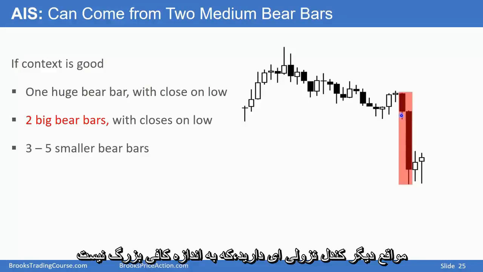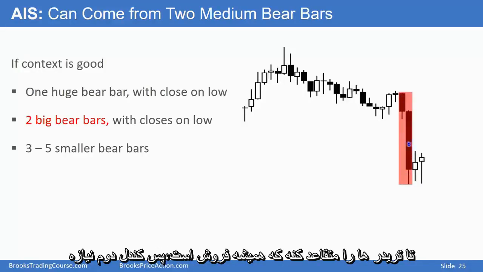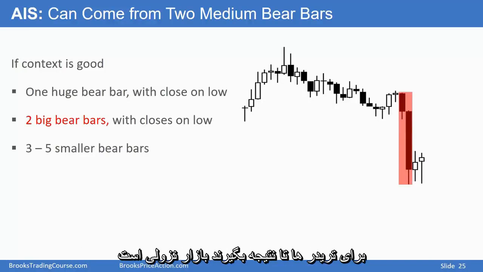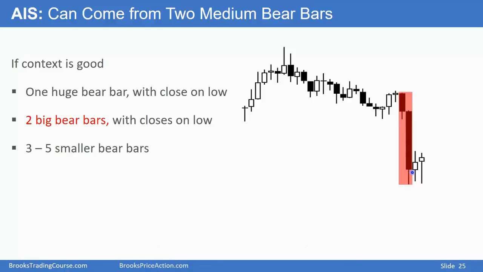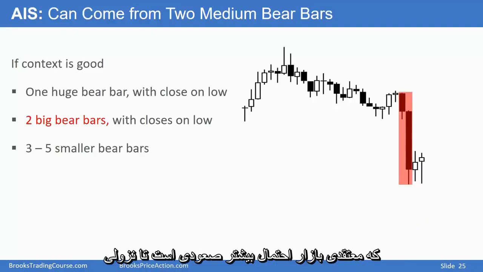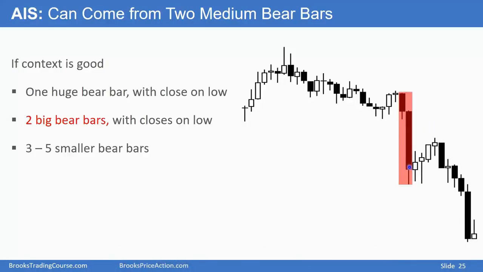Other times, you get a bear bar, not big enough to make traders believe always in short, and then you get a second bear bar. So sometimes a pair of consecutive bear bars will be enough for traders to conclude the market's going lower. So at this point, we're always in short, which means you believe the market is more likely to go down than to go up. Traders see this.